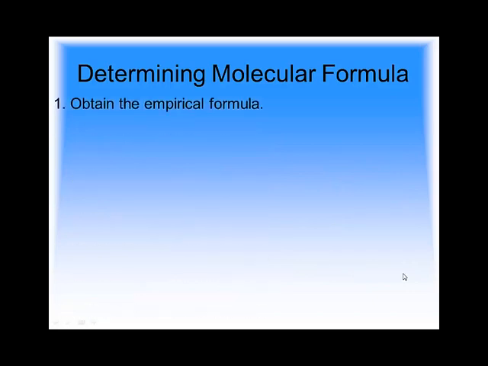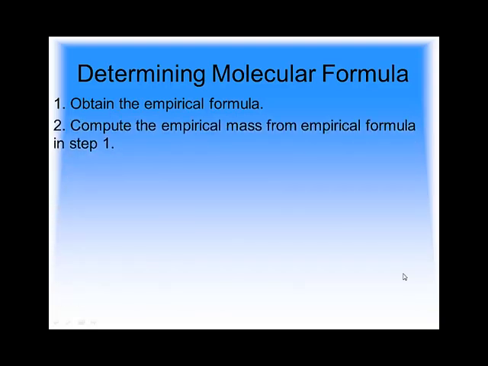First step, obtain the empirical formula. Again, you are going to be obtaining the empirical formula either by doing a multi-step problem and getting it yourself, that was from part 1, or the very simple problem is they give you the empirical formula in the problem. Compute the empirical mass from the empirical formula in step 1. If it's CH2, 1 carbon, 2 hydrogens, add them up, there's your empirical mass.